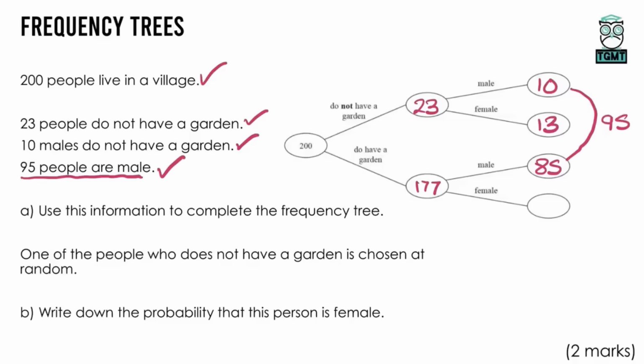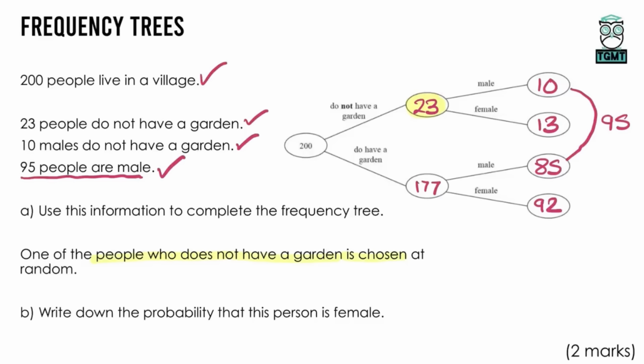There's 177 people that do have a garden. 85 of them are males, so if we take away the 85, that leaves us with 92 in the female circle. And there we go, we've completed the frequency tree. Now it says one of the people who does not have a garden is chosen at random. Now this is really important because it says one of the people who does not have a garden is chosen. So we're only looking at the people who do not have a garden. So it's out of these 23 people.